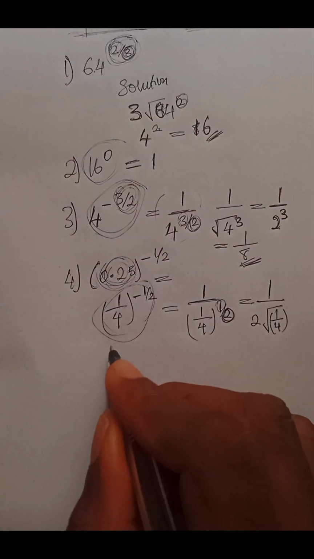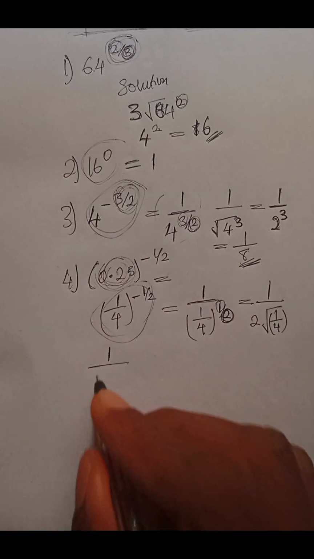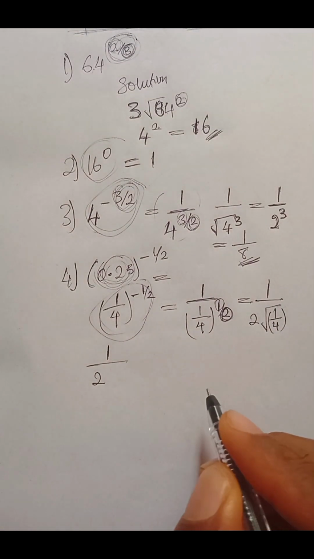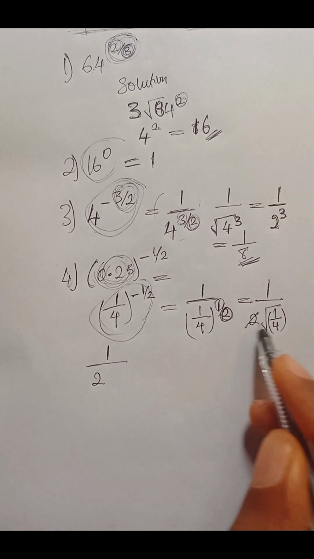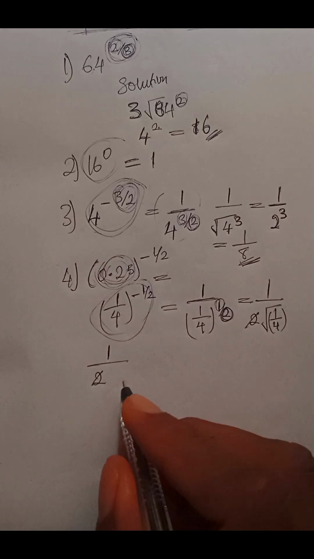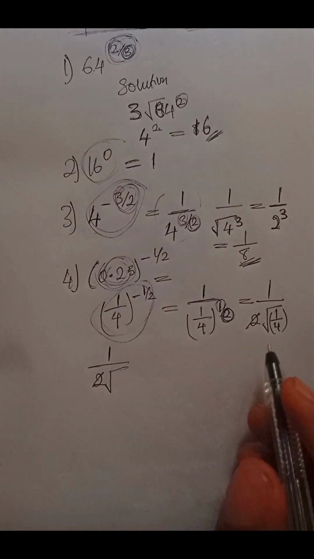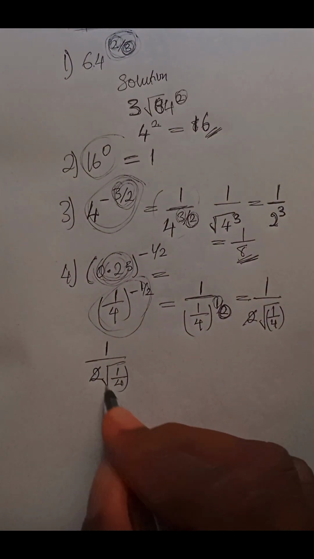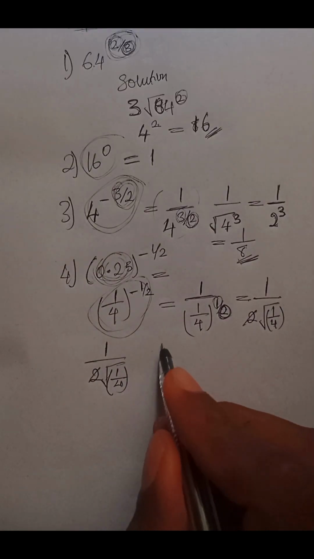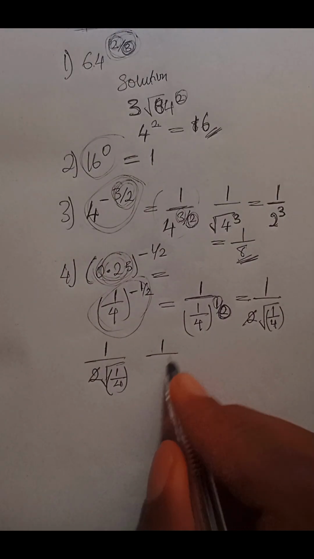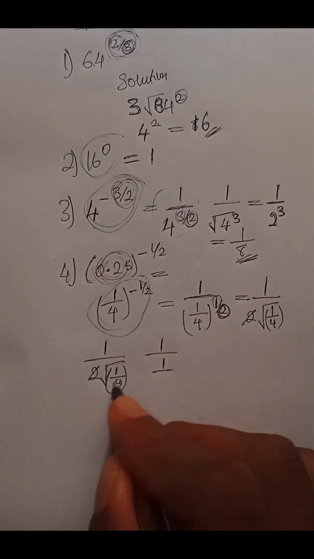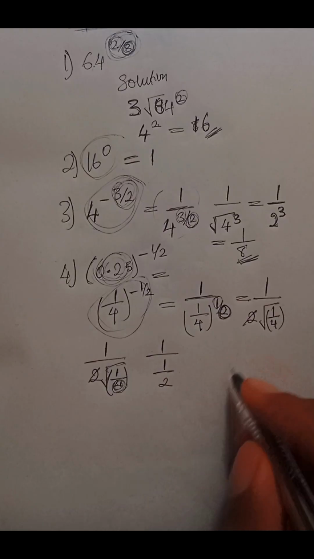Now to simplify further, we have 1 divided by the square root of 1 over 4, raised to the power of 1. No need for that. So this is 1 divided by the square root of 1 over the square root of 4. The square root of 1 is 1, and the square root of 4 is 2.